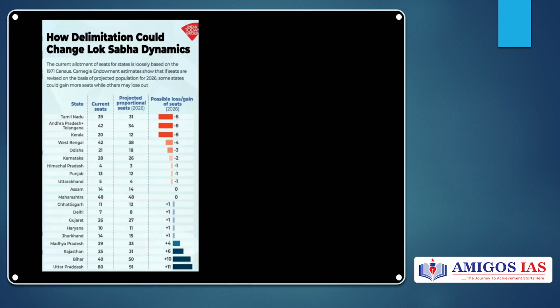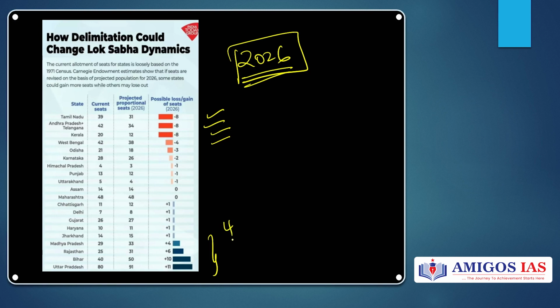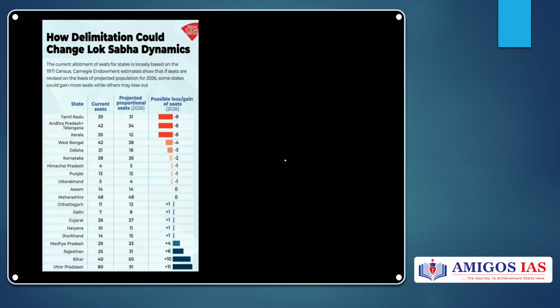So as you can see on your screens, Tamil Nadu will lose 8 seats if we do delimitation after this date, because that is what the 84th amendment has frozen. AP Telangana will lose 8 seats. Kerala will lose 8. West Bengal 4. Like this, you can understand. Lastly, you can see here, Madhya Pradesh will gain 4. Rajasthan may gain 6. Bihar will gain 10. Uttar Pradesh will gain 11. That means the delimitation is going to affect the southern states' political representation. It is going to enhance the political representation of the northern states. So this is injustice, as the south states are saying.